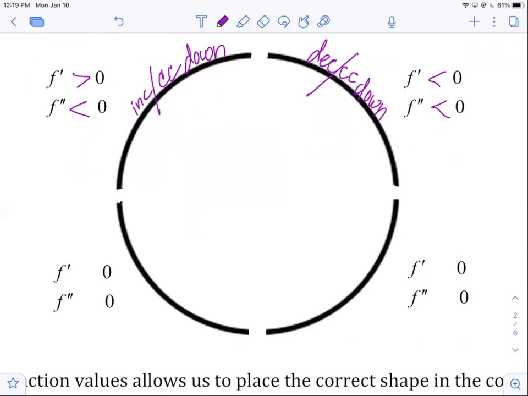Bottom left, this function is decreasing. Concave what? Up. This is part of a smile. So the first derivative is negative, and the second derivative is positive. And then on this interval, it's increasing, still part of a smile, so it's concave up like a cup. It holds water. So here it's positive, positive.